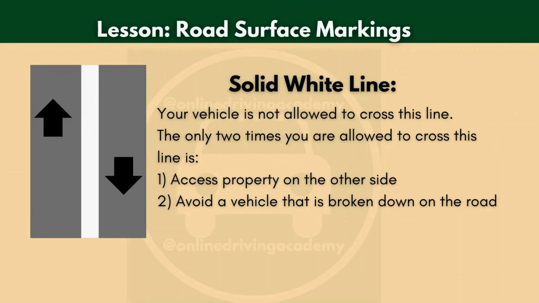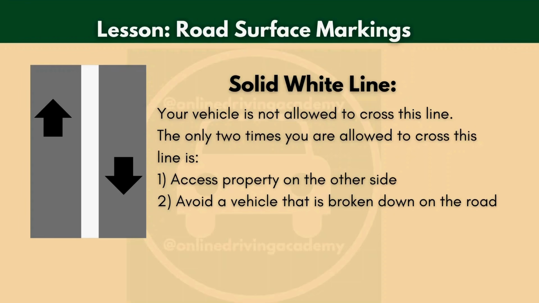So the next road surface marking will be a solid white line. Now you'll be driving and you will be going forward, and there will be a solid white line and another lane of traffic that's going in the opposite direction. So when you see the solid white line, your vehicle is not allowed to cross this white line. No parts of your vehicle may even touch the white line. Forget about crossing the white line. You're not even allowed to drive on top of this white line.